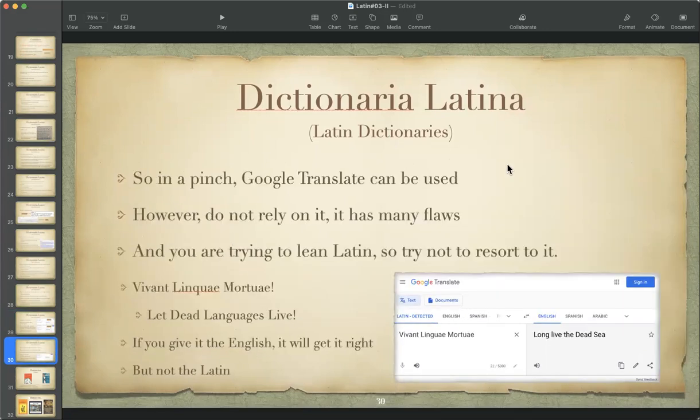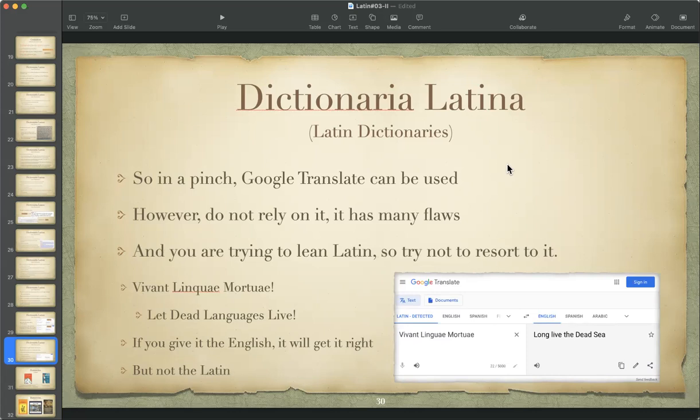So yeah, if you want to use Google Translate, I wouldn't use it as a dictionary. If you see a Latin phrase and you want to translate it, yeah, go ahead and put it in Google Translate. Don't write any nuclear treaties using it, or develop any church encyclicals using it. It has a lot of flaws. And you, of course, are trying to learn Latin, so don't resort to it.